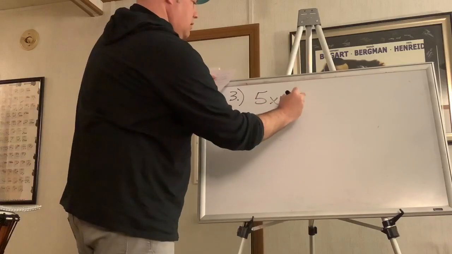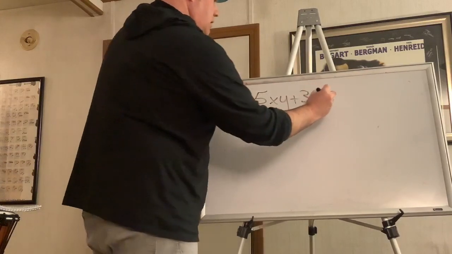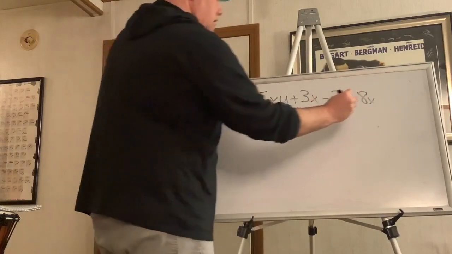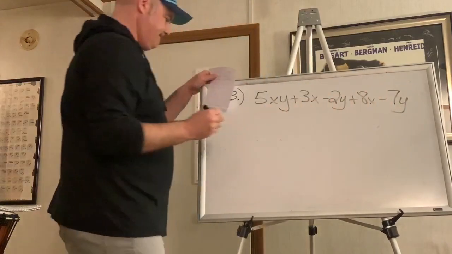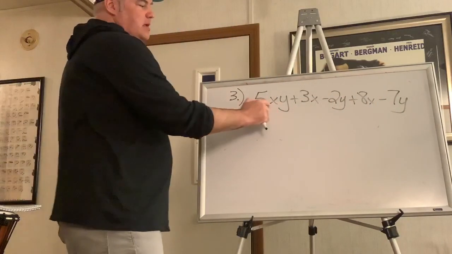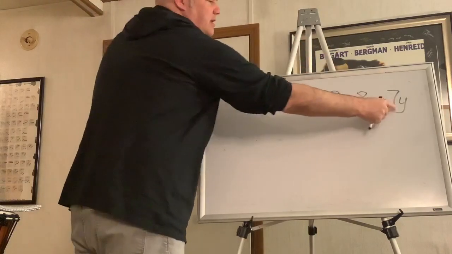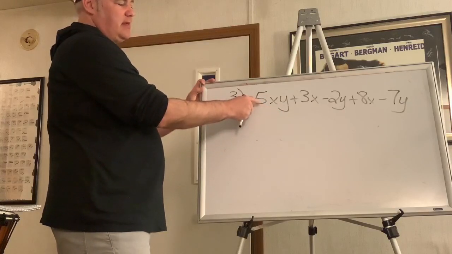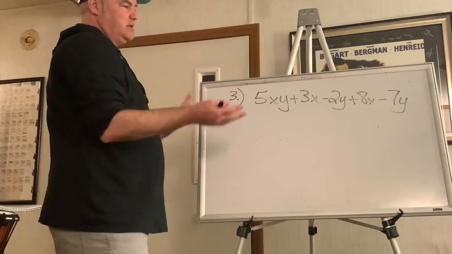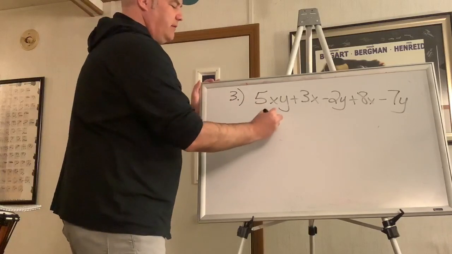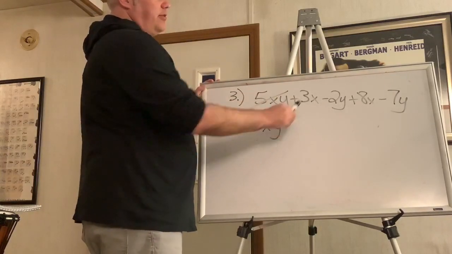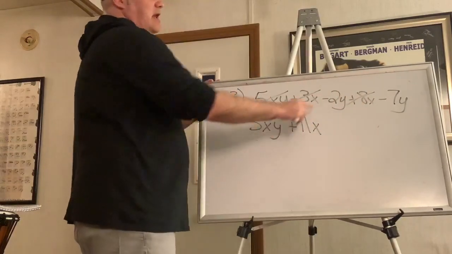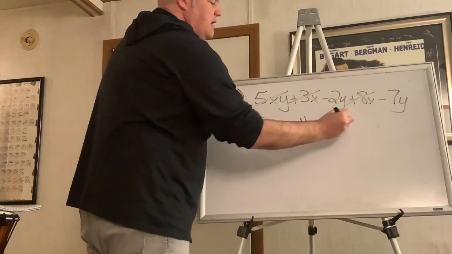5xy plus 3x minus 2y plus 8x minus 7y. Okay. Now the xy, because they're together, you cannot combine them with these x's or y's. If there was another xy, like a 3xy plus 3xy, you could make that 8xy, but there's not. So this one is just by itself. You can combine the 3x plus 8x, which is 11x, okay? And the negative 2y minus another 7y is negative 9y.